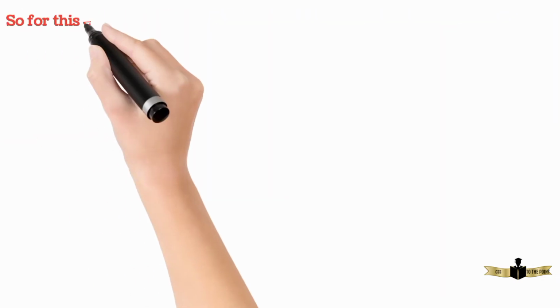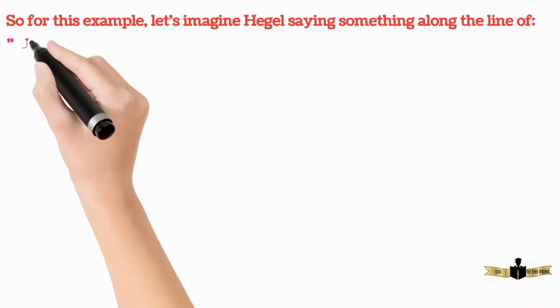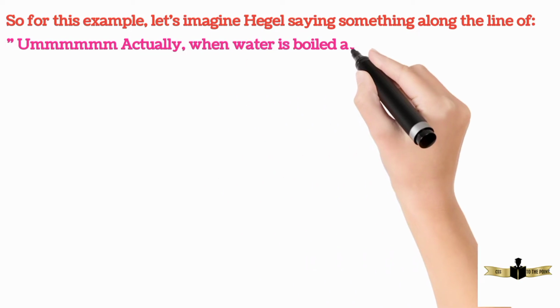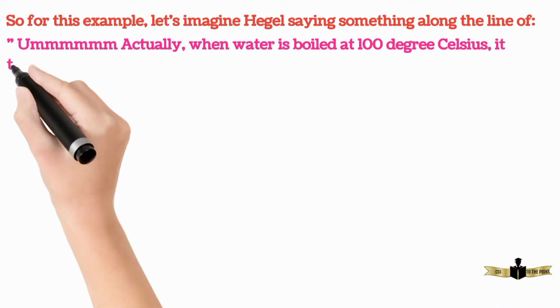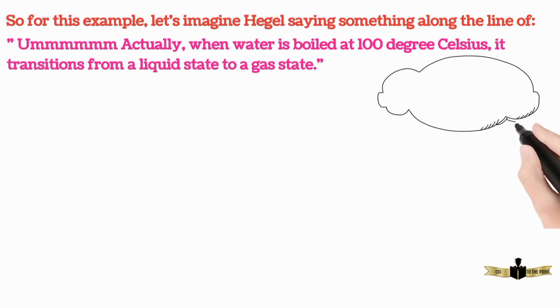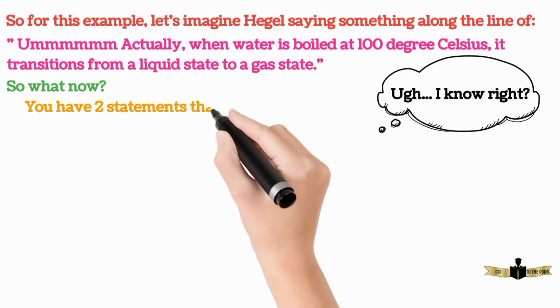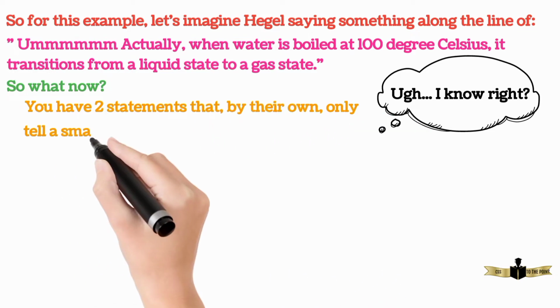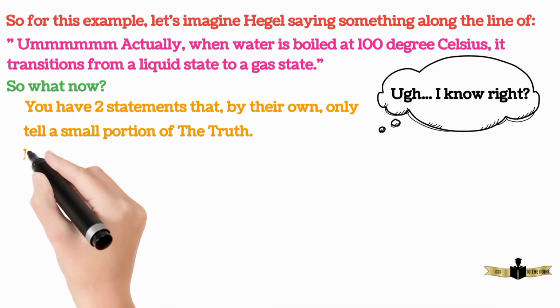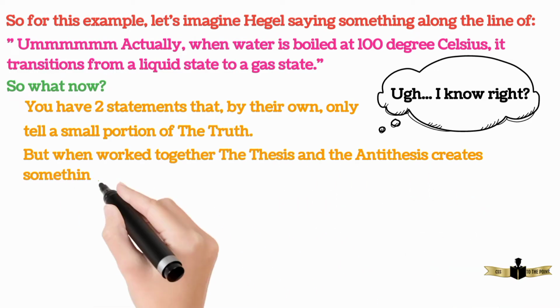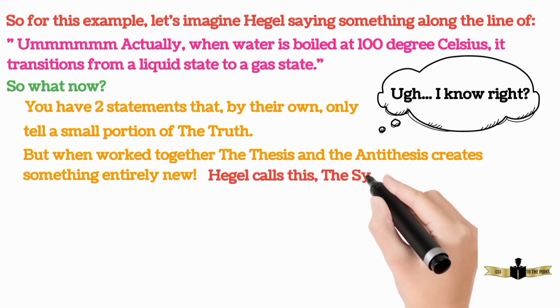So for this example, let's imagine Hegel saying something along the lines of, "Actually, when water is boiled at 100 degrees Celsius, it transitions from a liquid state to a gas state." I know, right? So what now? You have two statements that, on their own, only tell a small portion of the truth. But when worked together, the thesis and the antithesis create something entirely new. Hegel calls this the synthesis.